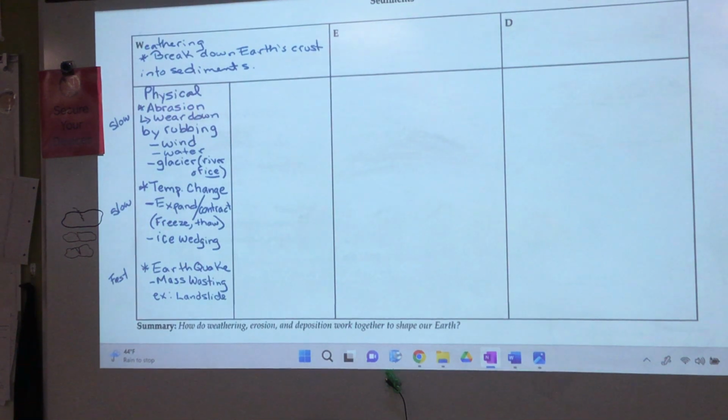Terrible, just terrible. Let's see if we can get through chemical weathering before the bell rings. How much time do we have? Yep, 8 minutes, we can get through that.